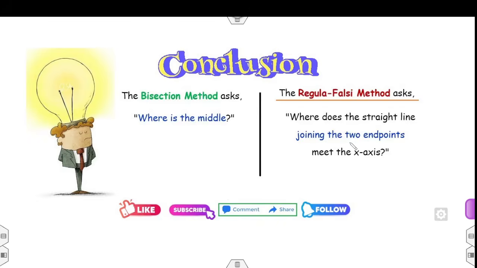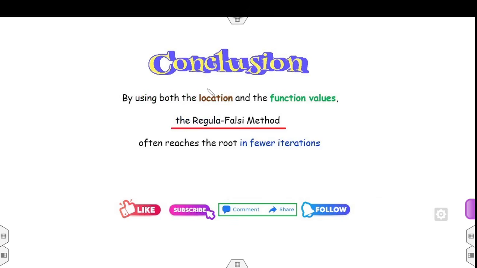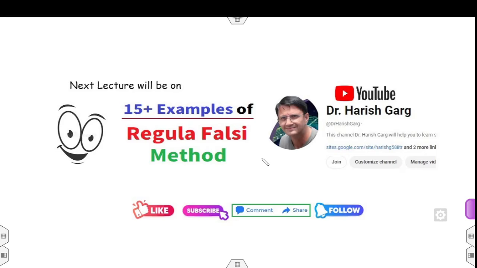What is the conclusion behind the Regula Falsi method? Bisection method only tells us where the middle value occurs, while the Regula Falsi method tells us where the straight line joining the endpoints meets the x-axis. By using both the locations and the function value, location meaning the endpoints, the Regula Falsi method converges faster than the bisection method. We will see various examples, 15 plus examples, in our next lecture.